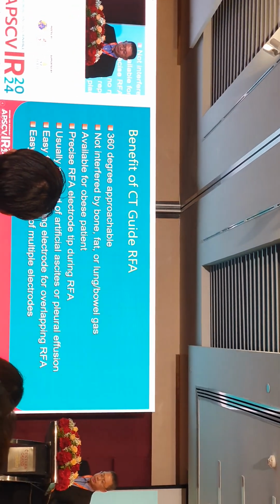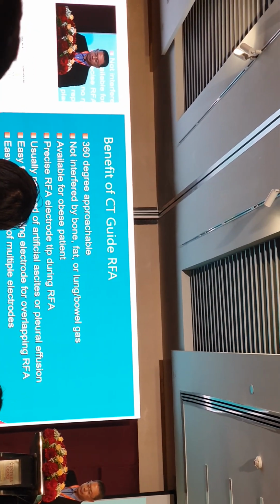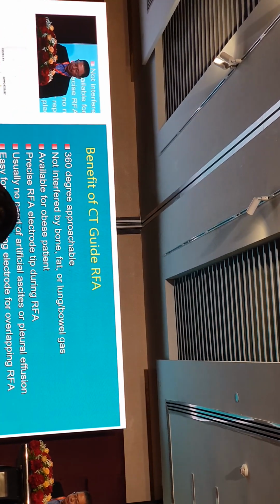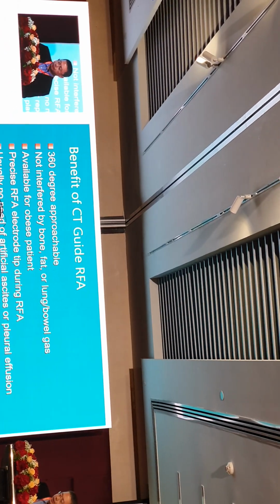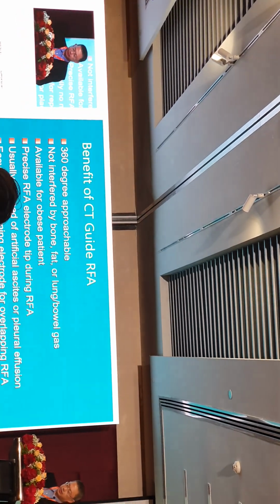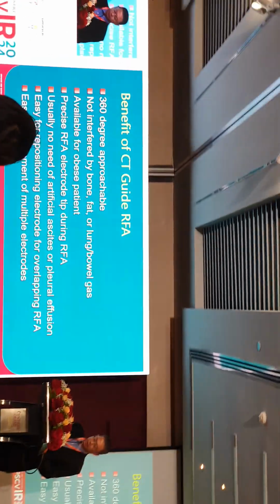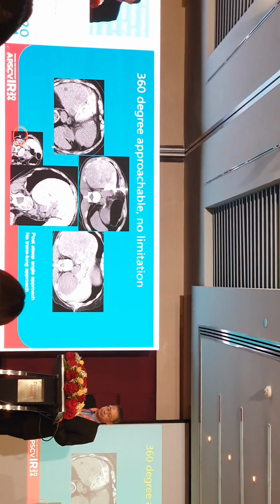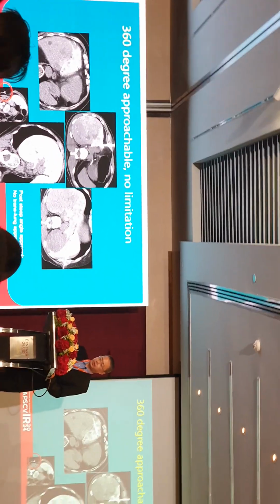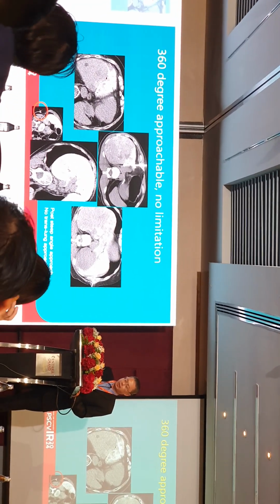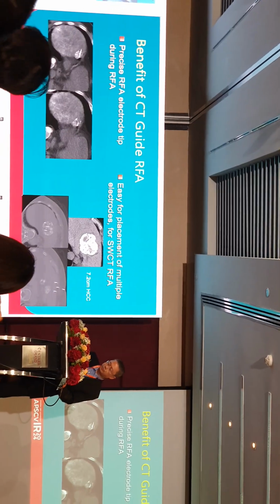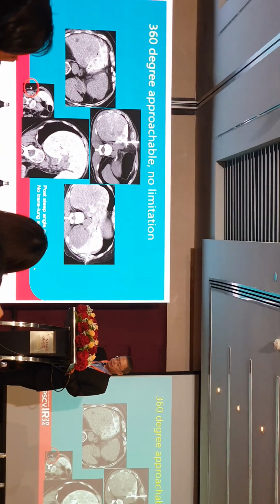And usually there is no need for artificial ascites or perfusion. And it is easy to reposition the electrode for overlapping ablation because the CT will not be interfered with by the gas formation after ablation. And it is easy to place multiple electrodes. For this case, we can approach from anterior, from right, from left, or from posterior.